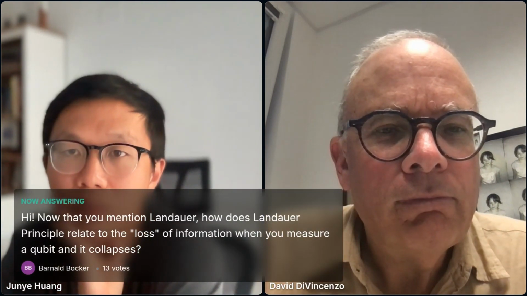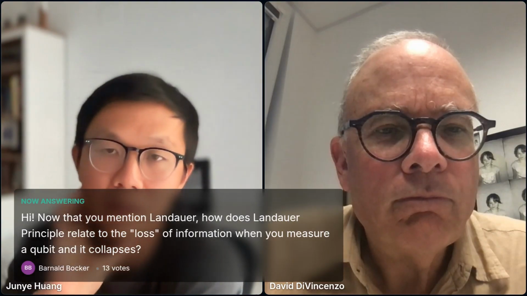It's about the Landauer principle. How is that related to loss of information when you measure a qubit and it collapses?